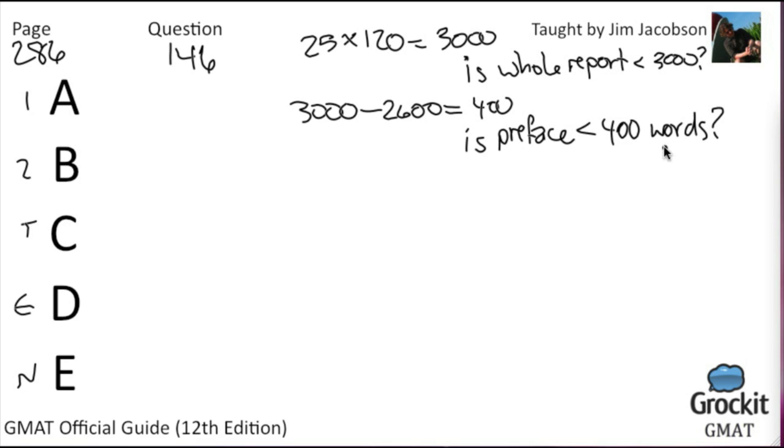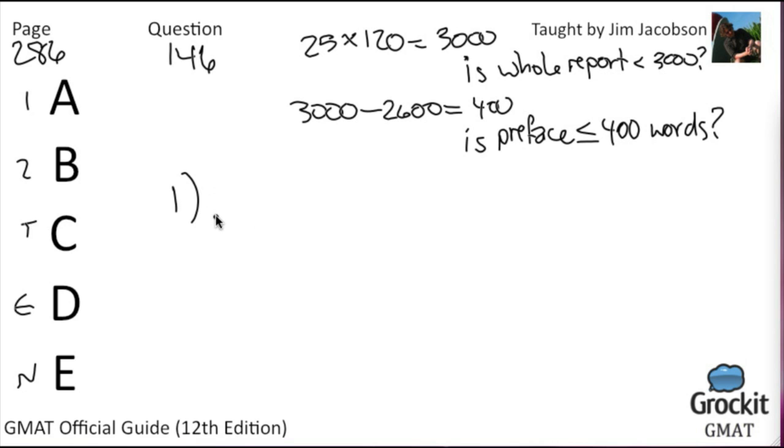If it is, the whole report is less than 3,000 words and the average per paragraph is less than 120. If the 2 paragraphs of the preface combine to be less than or equal to 400 words, then the whole report is under 3,000 words. If it's more than 400 words, then the whole report is not under 3,000 words, and therefore not under 120 words per paragraph. Statements, give us your information.